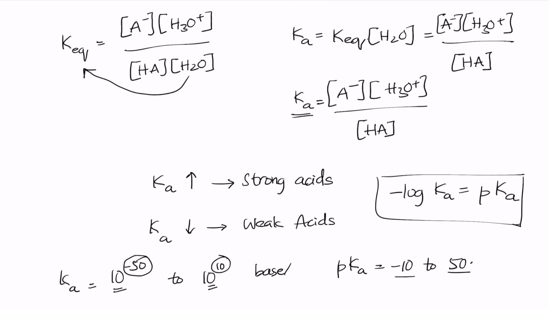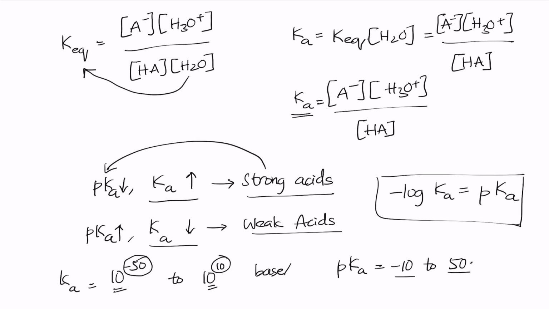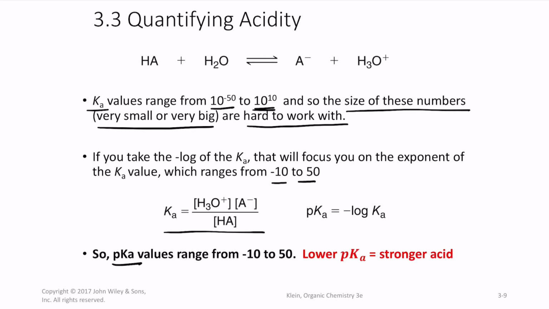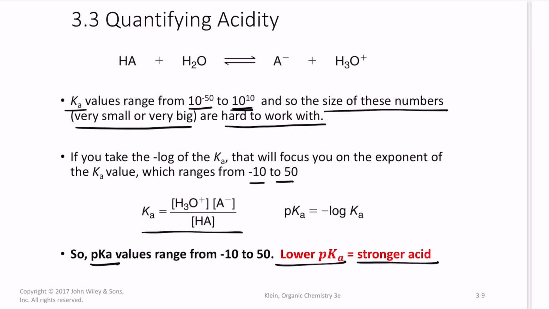We said that when Ka is high, they are strong acids. When Ka is low, they are weak acids. But the opposite happens with pKa: when Ka is high, pKa is low. When Ka is low, pKa is high. So for strong acids, pKa is low. For weak acids, pKa is high. If you see a smaller value, it means it's a stronger acid. The smaller the value, the stronger the acid. The larger the value, the weaker the acid. This is how pKa relates to acidity.